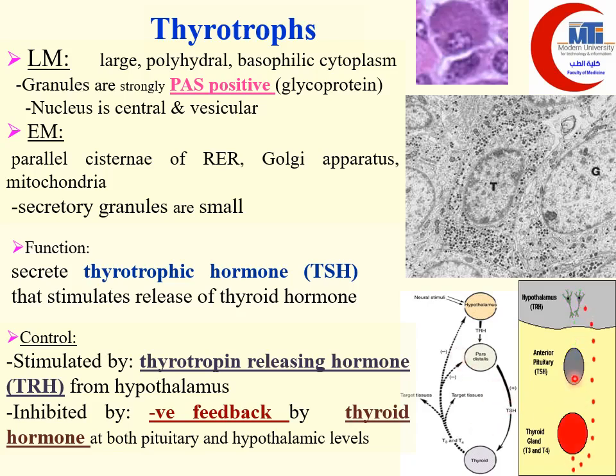This diagram also shows that the hypothalamus stimulates the pituitary by TRH. The pituitary releases TSH, which stimulates the thyroid gland to release thyroid hormone, which causes negative feedback to decrease the hypothalamus hormone and anterior pituitary hormones, TRH and TSH.